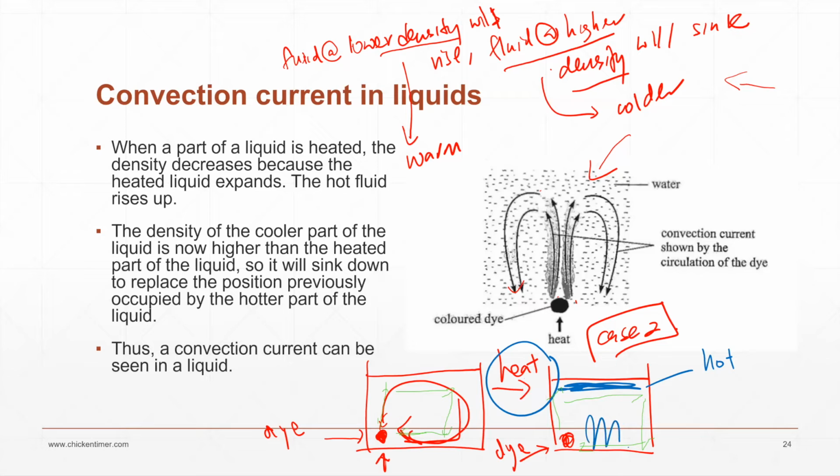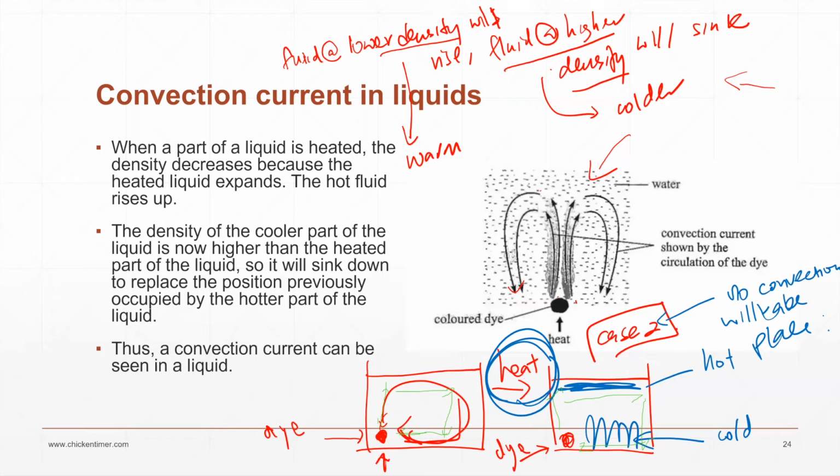So water down here will continue to be cold and it will continue to sink. So it will not rise. Because of the change in the position of the heat source, in this second case, no convection will take place. Okay? No convection will take place in the second one. I'm going to go to the next one.